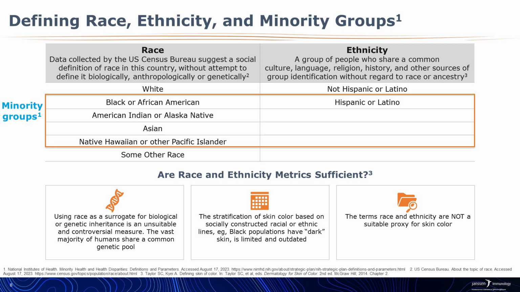The terms race and ethnicity are not suitable proxies for skin color. Using race as a surrogate for biologic or genetic inheritance is an unsuitable and controversial measure. A vast majority of humans share a common genetic pool. The stratification of skin color based on socially constructed racial or ethnic lines is limited and outdated.